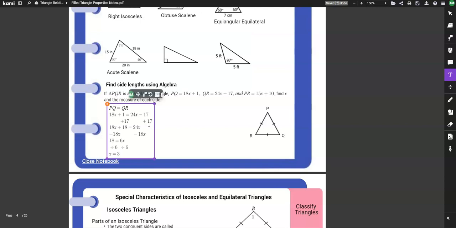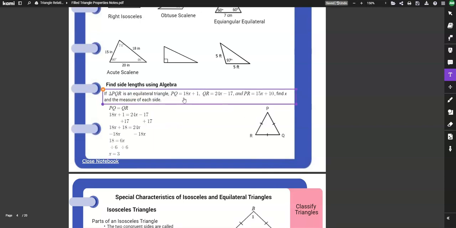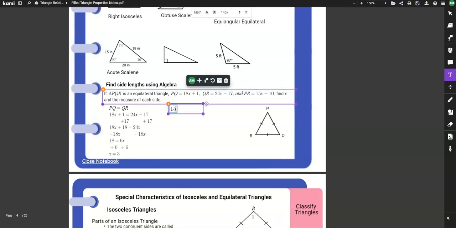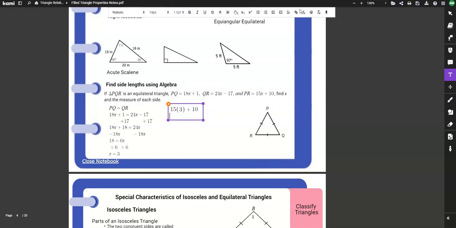But again, it didn't only want x, it also wanted a side length. Since all the side lengths are the same, I'm actually going to use the 3rd side length for my x, just so I can put it to good use. So we have 15 times 3, and we're going to add 10. 15 times 3 is going to be 45, plus 10 equals 55. That was probably also the easiest one to work with.